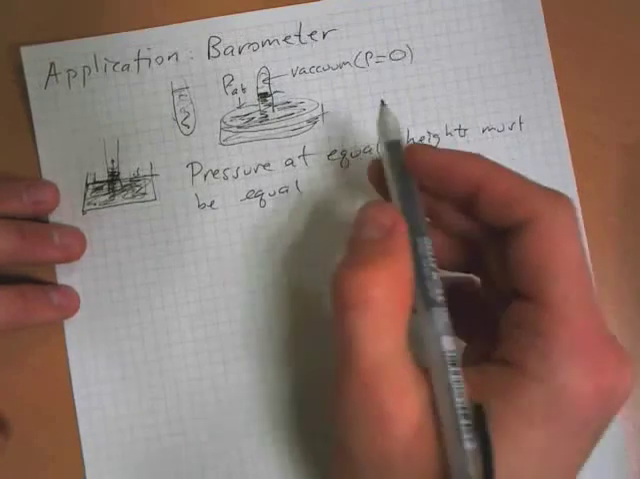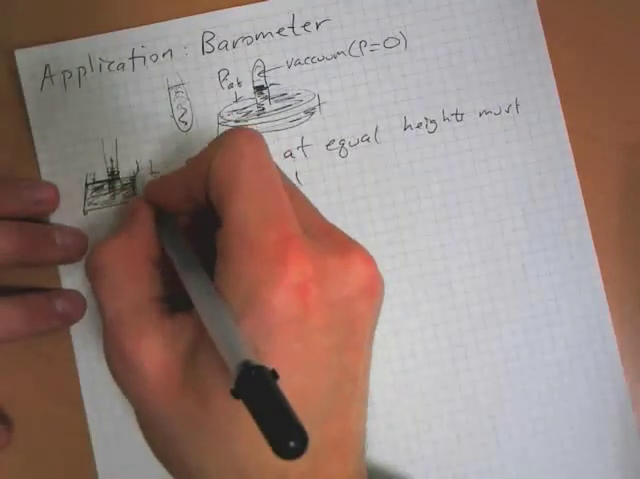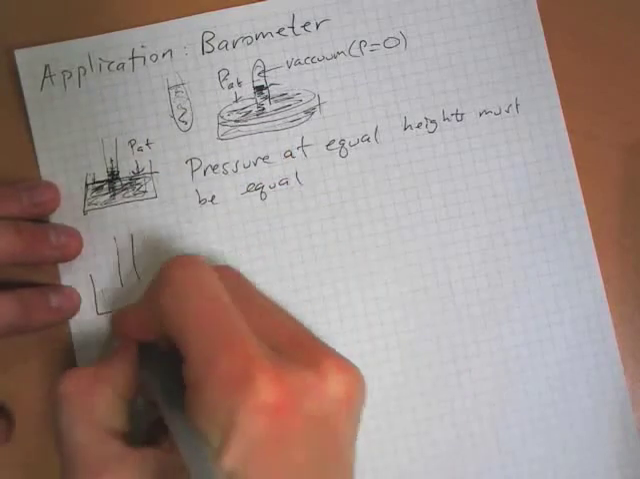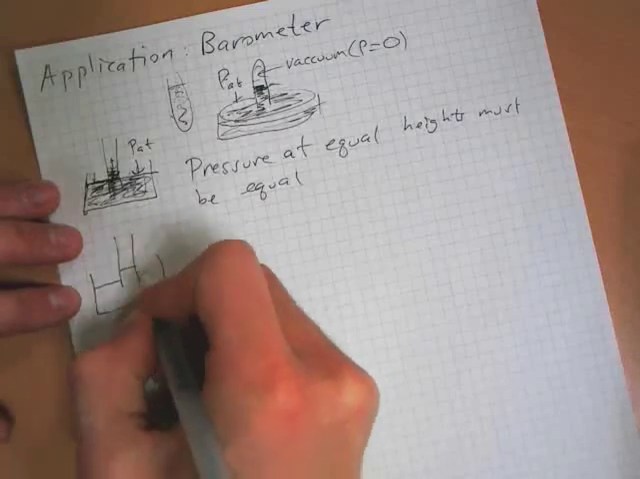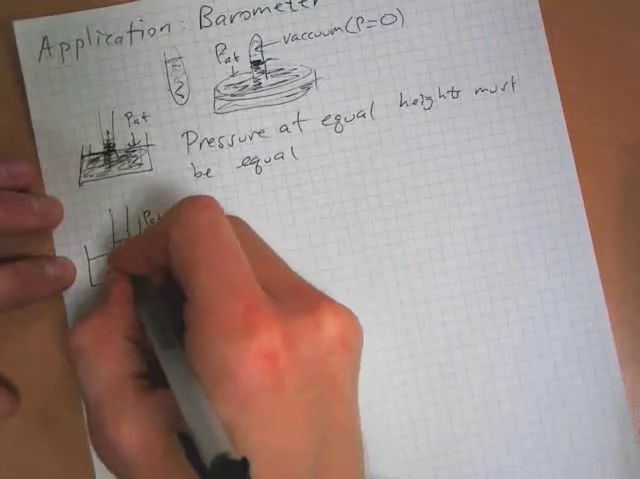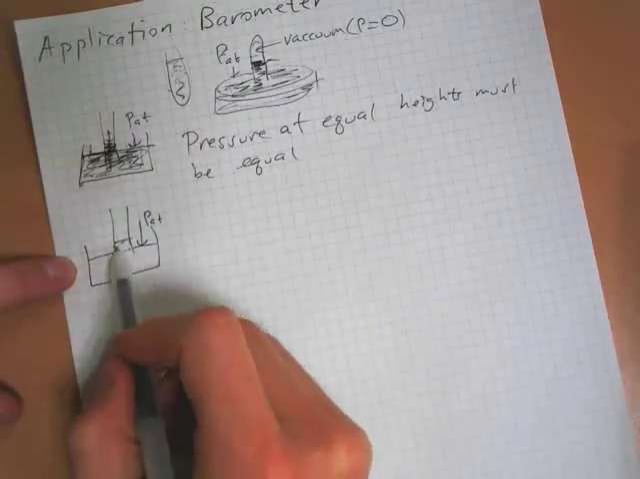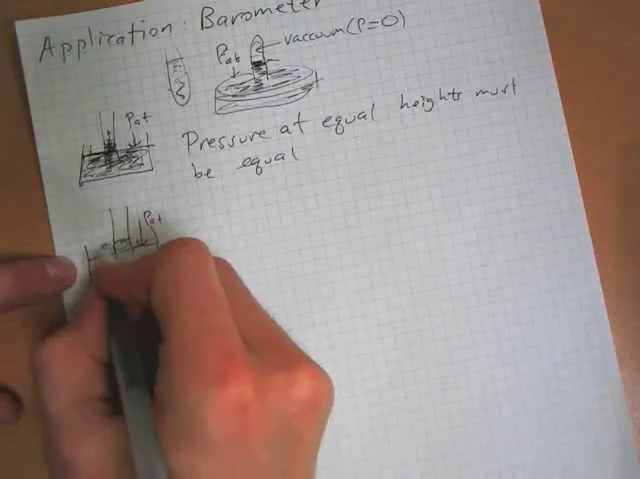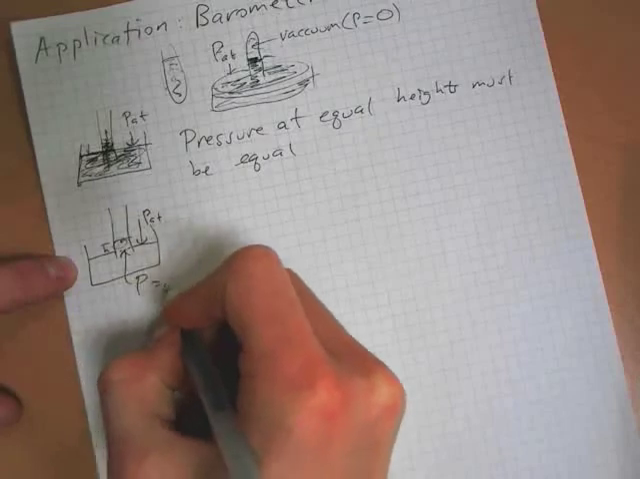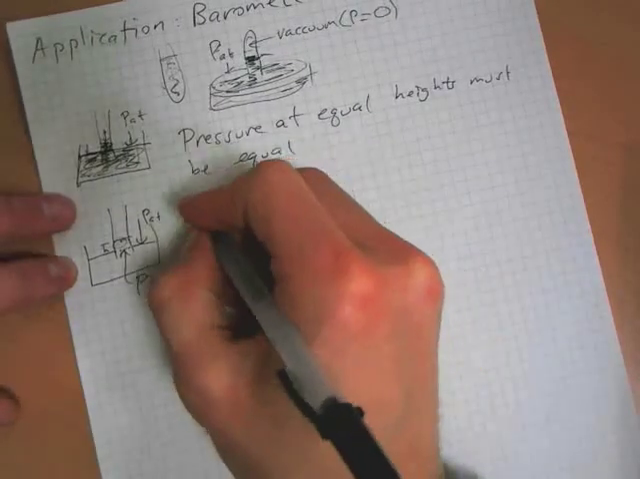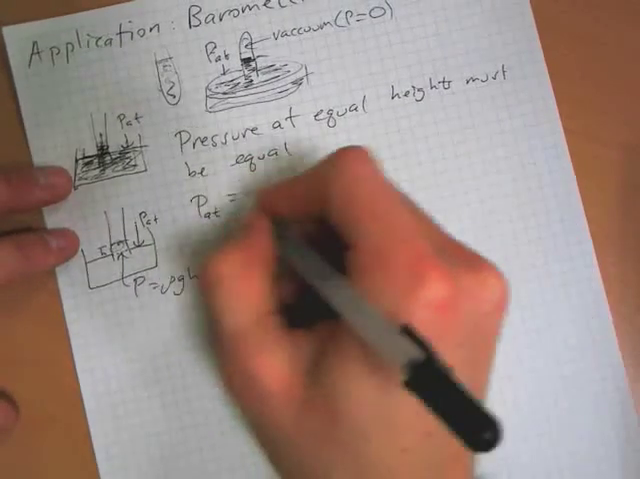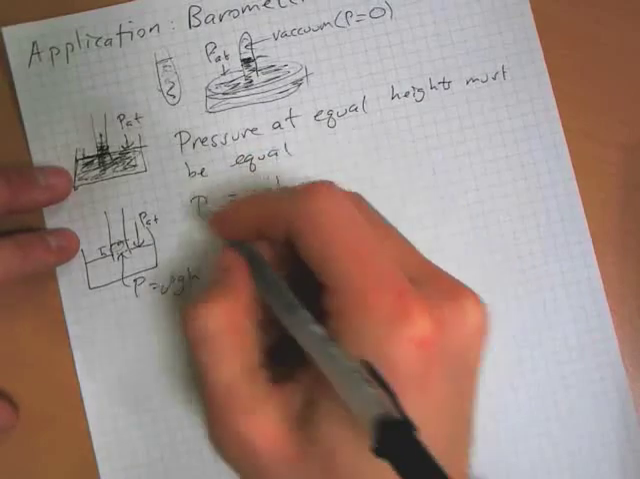So the pressure out here is atmospheric pressure. If the liquid's up to here, the pressure out here has to be atmospheric pressure. The pressure at that same height inside is just equal to the weight of the fluid in here. So whatever height this is at, the pressure right there is just rho g h of the fluid. And those two have to be equal in order for the fluid to not flow. So we can use a barometer then to determine what the atmospheric pressure is at a given time and place.